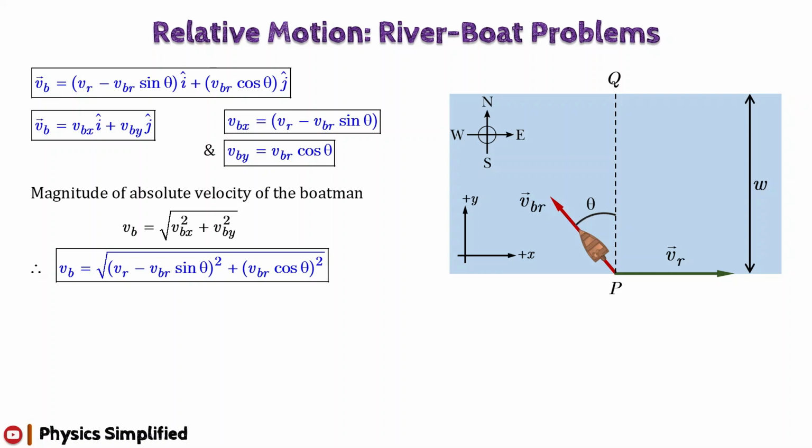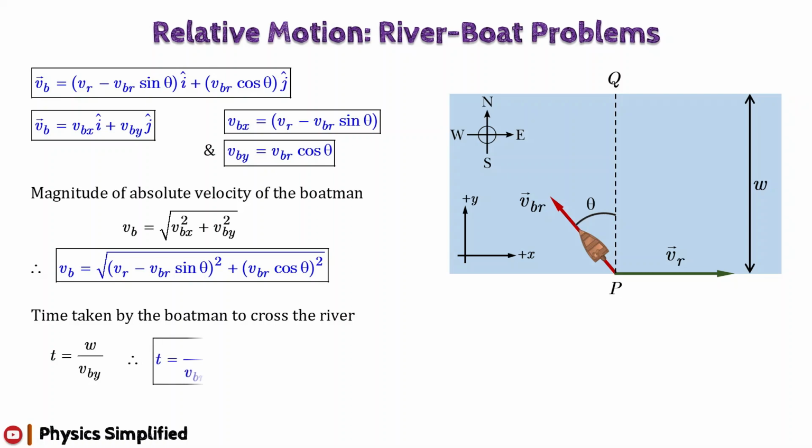Let us now calculate the time taken by the boatman to cross the river. For this, we need to consider the motion of the boatman along the y-axis. Therefore, the time of crossing the river is equal to the width of the river divided by the y component of the absolute velocity of the boatman. Substituting the expression of v suffix by, we obtain the time of crossing the river as t is equal to W divided by v suffix br cos theta.